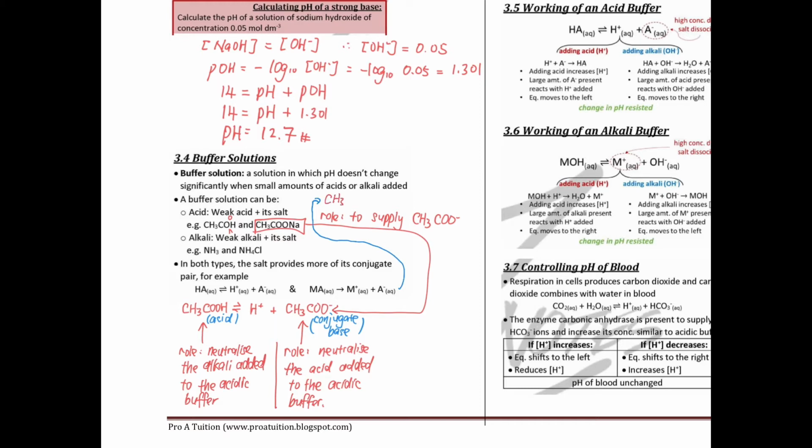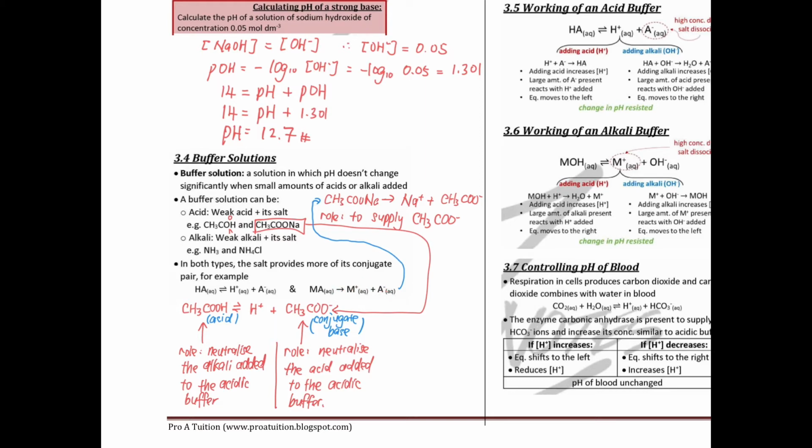Your salt, CH3COO-Na. The Na is the M here, the metal. So they will dissociate to M plus and A minus ions. The M plus is the sodium ion. They will fully dissociate because sodium salt is a soluble salt. So they will form Na plus, which is the M plus in the note, and CH3COO minus. So that is how we understand this equation.